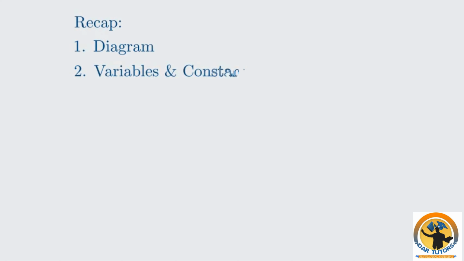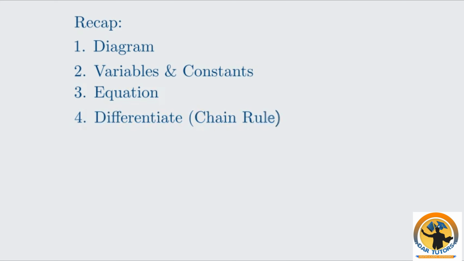Let's recap what we've learned. We've seen that related rates problems are solved using a 5-step method. First, draw a diagram. Second, identify variables and constants. Third, find an equation connecting the variables. Fourth, differentiate that equation with respect to time using the chain rule. And fifth, substitute the specific values and solve.